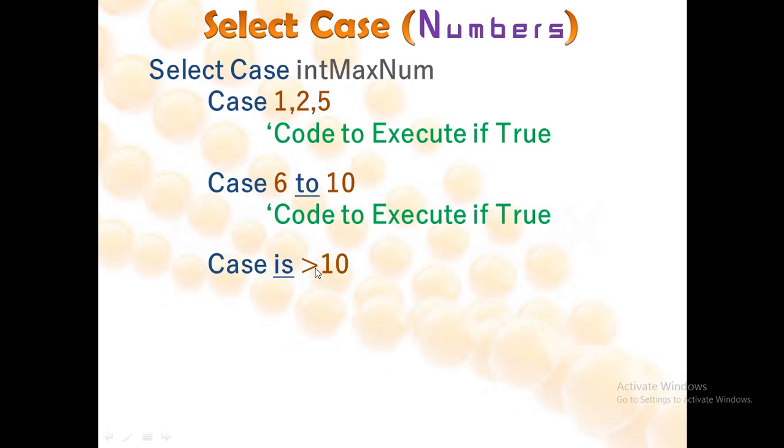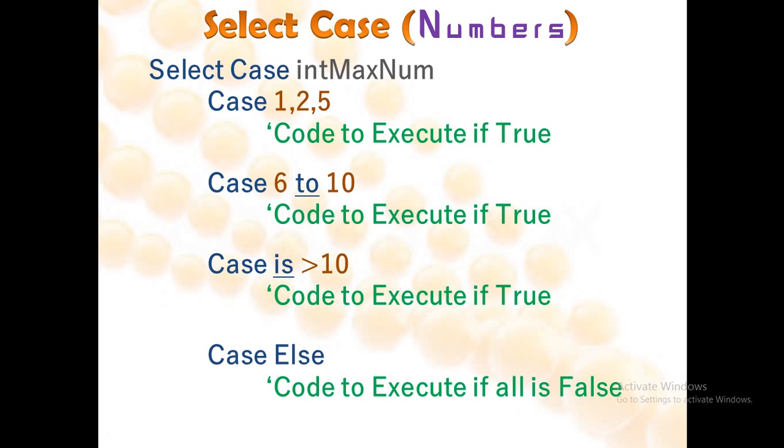So when checking for logic like greater than or equal to, less than or equal to, or just greater than, you use the Is keyword. So Case Is greater than 10, the code will execute. Then you have the Case Else, whatever will execute if everything above is false. Then you add your End Select.